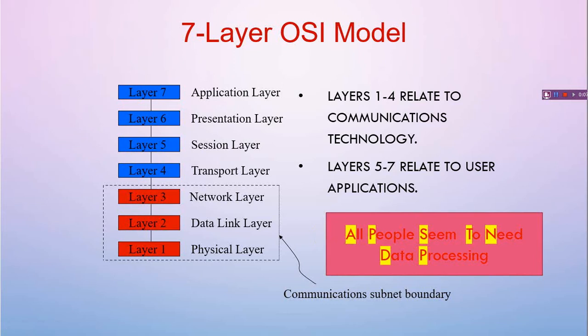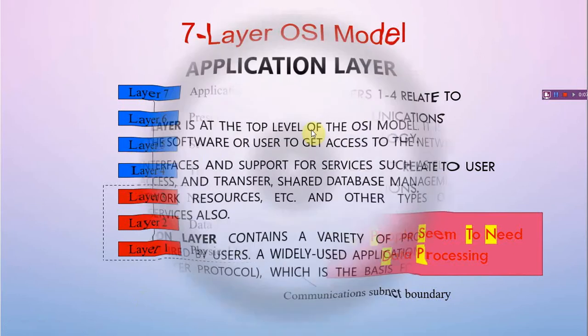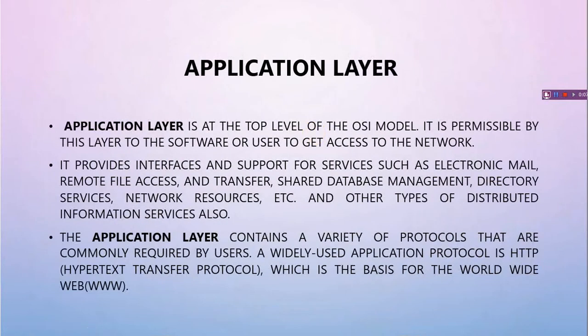Now let us discuss each layer briefly and the functions of these layers in detail. First of all, we discuss the application layer. The application layer is at the top level of the OSI model. This layer allows the software or user to get access to the network. It is the topmost layer, and the user interacts with this layer to access the network.